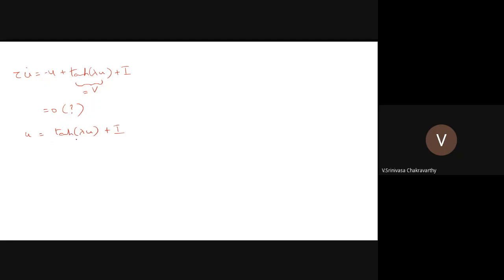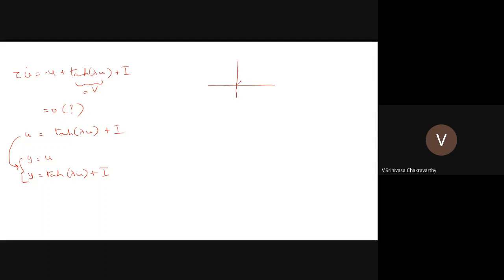So here also, even though there is a single variable, let us try to take a similar approach by making this substitution. Let us consider two equations, y equals u and y equals tanh of lambda u plus I. Solving this equation is nothing but finding the intersection points of these two graphs. So let us look at how these two graphs look.